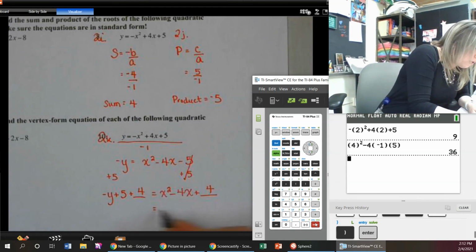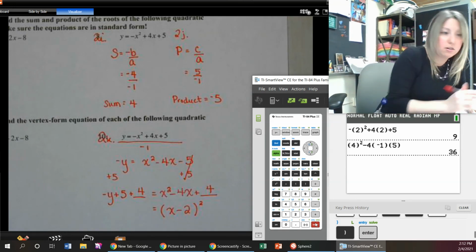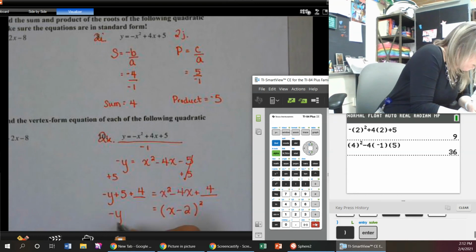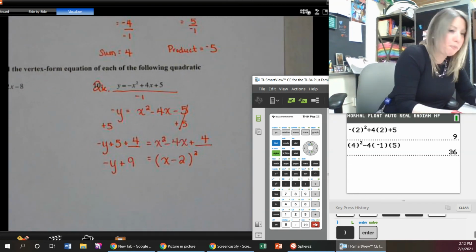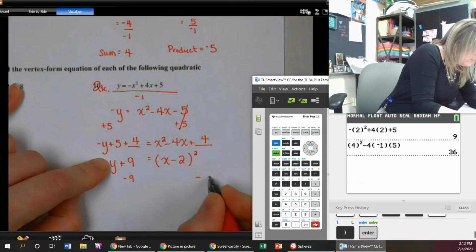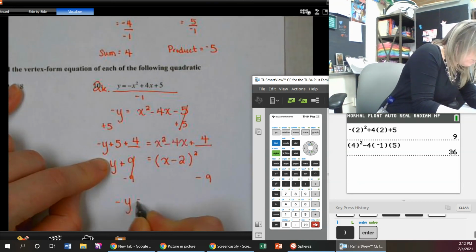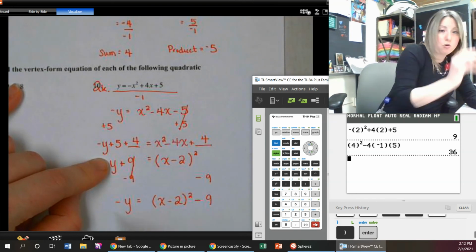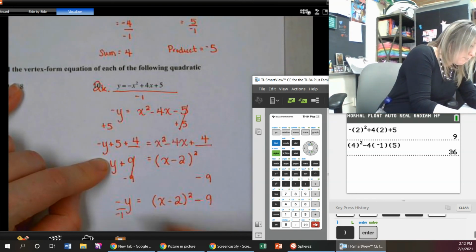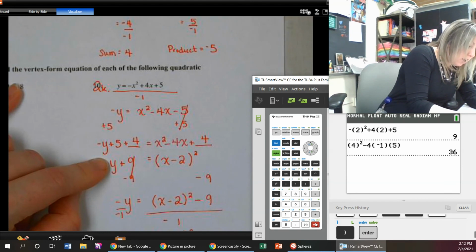This is now a perfect square trinomial, which of course factors to become (x minus 2) in parentheses squared. Over here, add the numbers, so you get -y plus 9 equals that binomial squared. Now start to move your stuff back. Subtract the 9 off the end. -y equals all this. Because remember, once you got the binomial squared, it doesn't change. The stuff around it does. And then, of course, you've got to move that negative back over. So divide by -1. And you get y equals negative of (x minus 2) in parentheses squared plus 9.